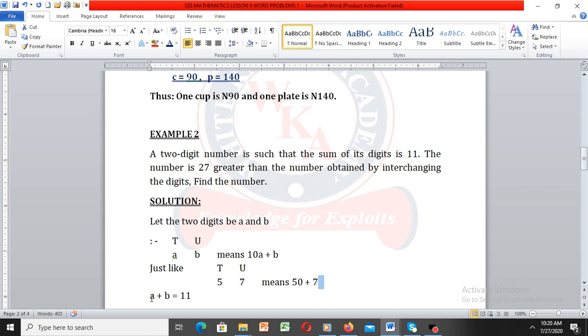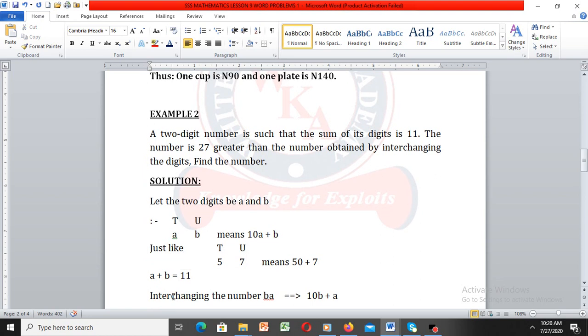And so, we add A plus B, it gives us 11. According to the question, the sum is 11. So, if you pick the two digits and add them, it will give us 11. And then when we interchange the number to BA, we change their positions. B comes first and then A follows. Then that means that BA is actually 10B plus A.